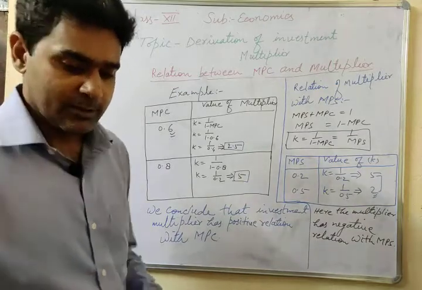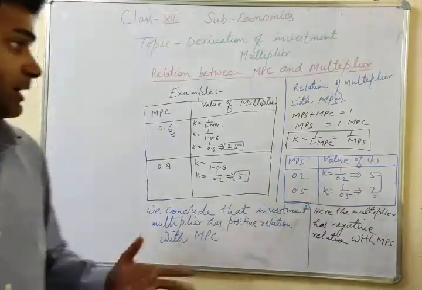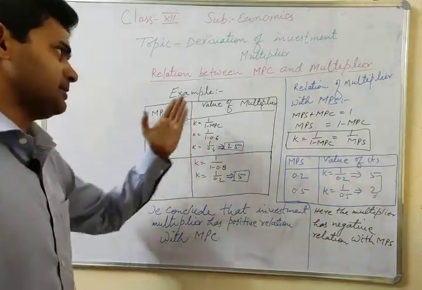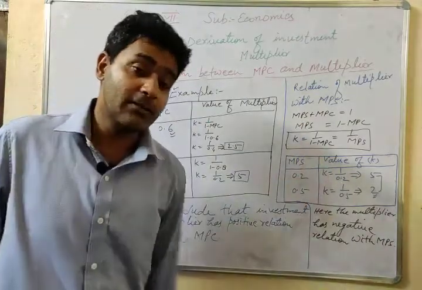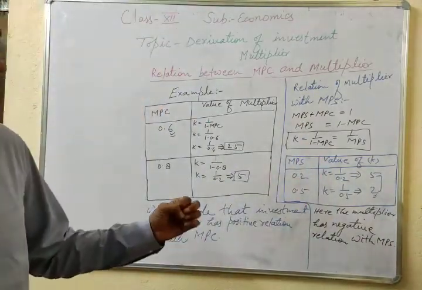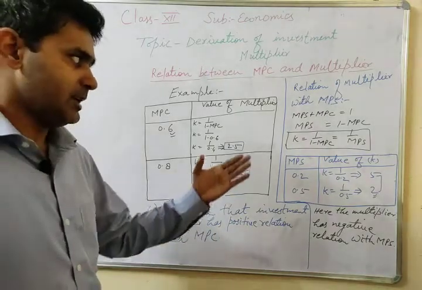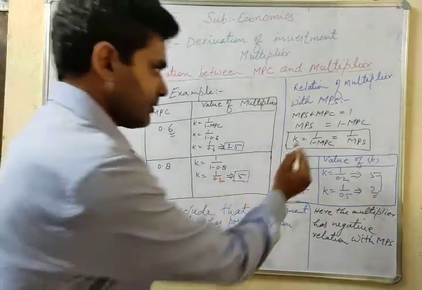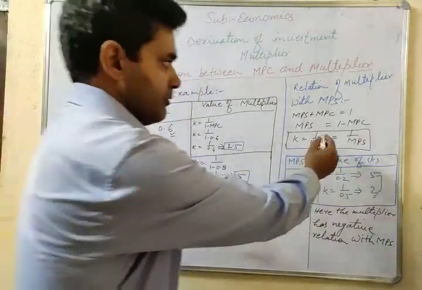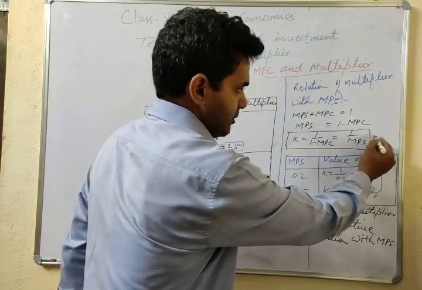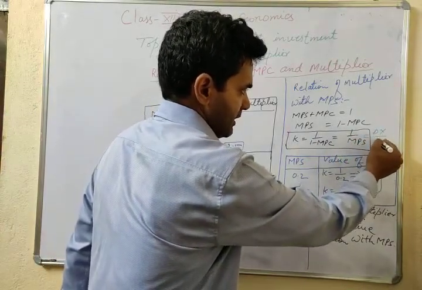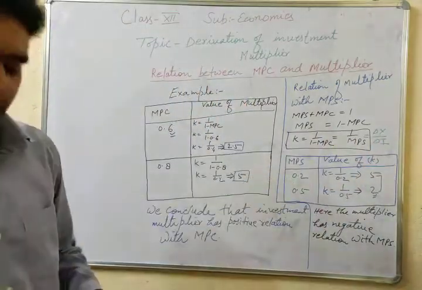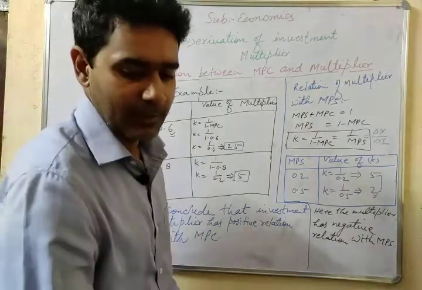So this is what the derivation of investment multiplier is all about, and its relationship between MPC and multiplier, MPS and multiplier. Now we will be able to calculate the investment multiplier by these formulas: 1 upon 1 minus MPC, or which is further equal to 1 upon MPS, or we can also calculate this delta Y over delta I. This is the traditional formula for calculating investment multiplier.